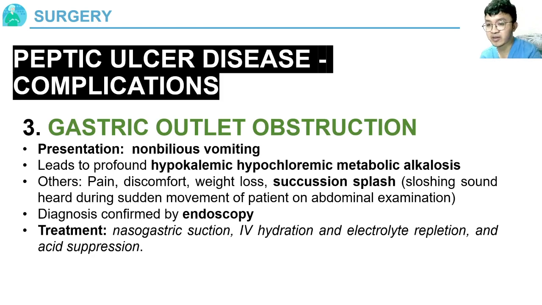Okay, just remember that. So other findings are your succussion splash, in which you hear sloshing during sudden movement of the patient. Remember, you have a full stomach with an obstruction there. Try to move the patient, you're going to hear a sloshing sound. Most commonly, it's identified in the stomach. So diagnostic for GOO, from a peptic ulcer disease, is endoscopy. Treatment is usually conservative until the patient has severe GOO, then you can proceed to operative management already.